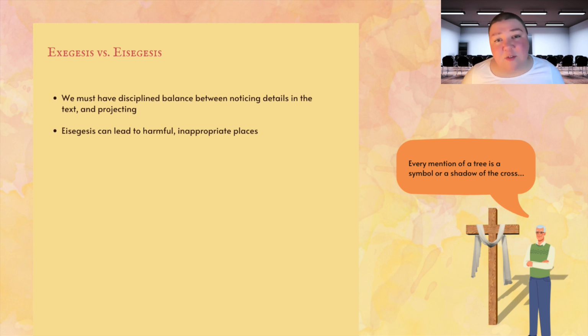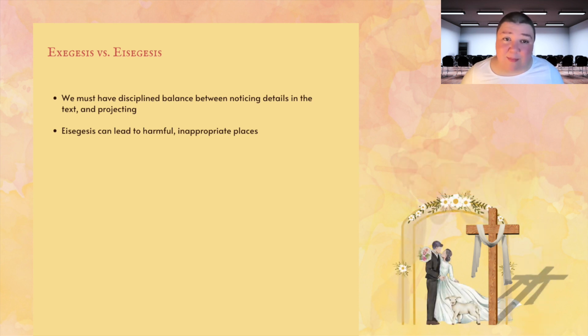My husband had an experience of hearing someone talk on the topic of trees in the Bible, and this person maintained that every mention of a tree is a symbol or a shadow of the cross. And this is a perfect example of eisegesis, reading into the text. Not every mention of a lamb in this book is a prophecy about or an allusion to Jesus. Not every bridegroom is a foreshadowing of Christ. Not every tree symbolizes the cross.